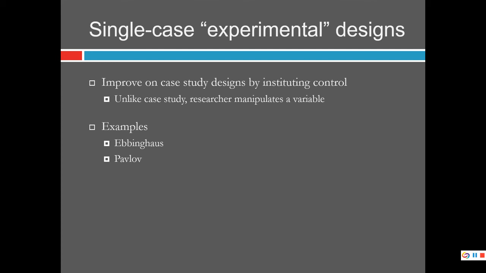So he's manipulating whether the strings of letters are nonsense or real words, and seeing how that affects memory in a particular person over many, many trials, and in himself in his early trials. So he is using very small groups of one, essentially, to manipulate a variable.